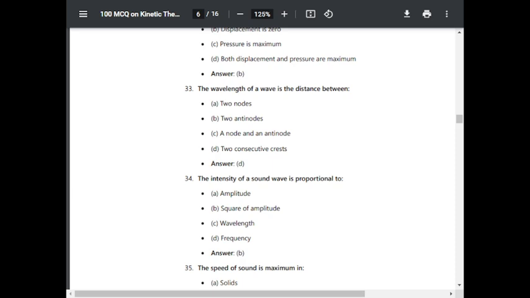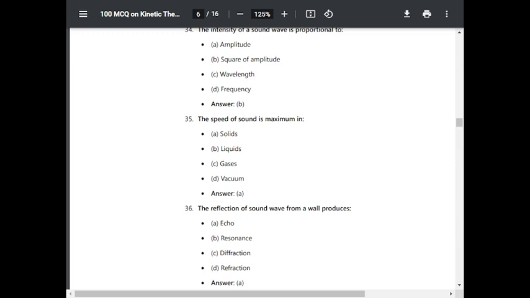Question number 34. The intensity of a sound wave is proportional to: option A, amplitude; option B, square of amplitude; option C, wavelength; option D, frequency. The correct answer is the square of the amplitude. The intensity of a sound wave is proportional to the square of the amplitude. Option B is correct.